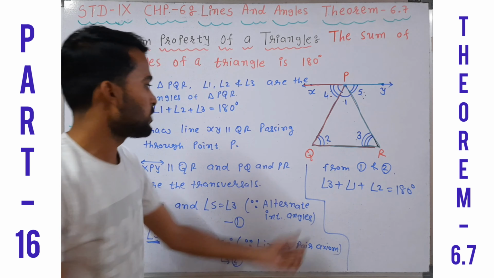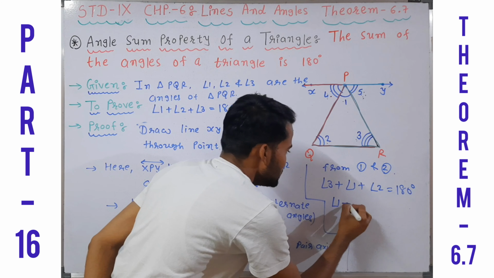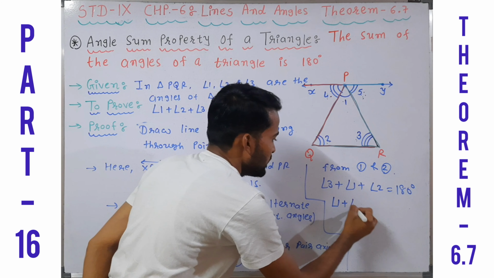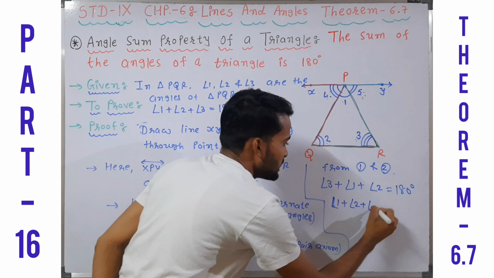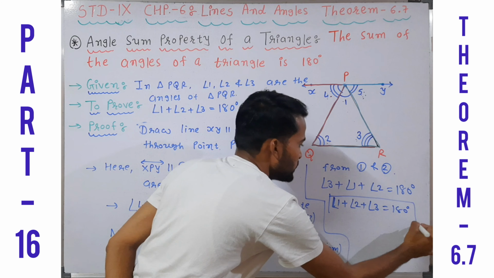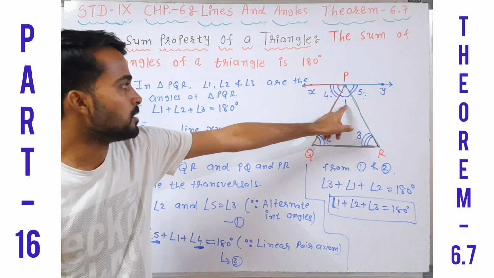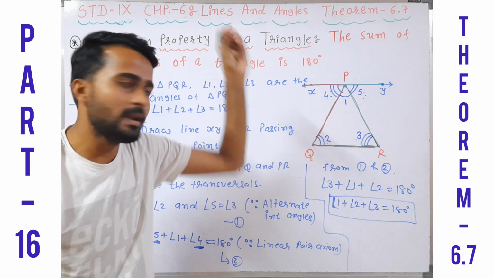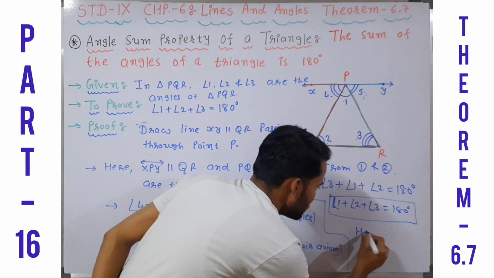Now it is clear from the statement that, if I reorder these terms, angle 1 plus angle 2 plus angle 3, right, is equal to 180 degrees, and this is what we wanted to prove. Here we have proven that the sum of three angles of any triangle is always 180 degrees, hence proved.